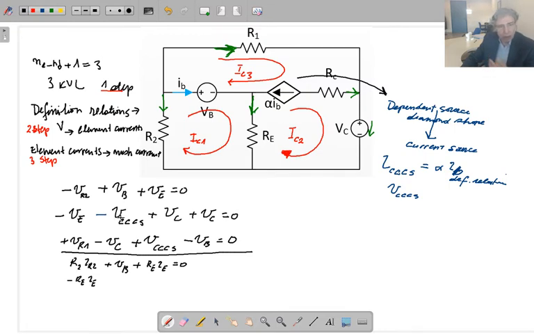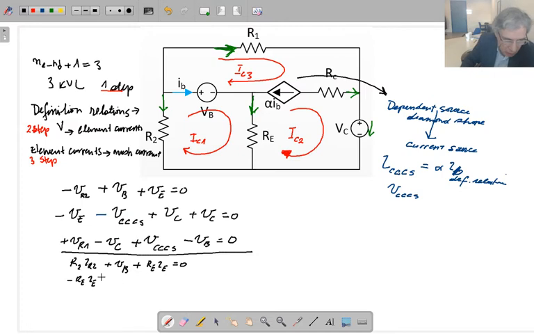Why is that? Because our expected unknowns in this method are the mesh currents. So I cannot transfer this variable to mesh currents because I cannot transfer this voltage to a current. That means I cannot get rid of this variable. That means a new unknown came in. Since a new unknown came in, I've got to write an additional supplementary equation. How I'm going to write it, I will do it at the end.